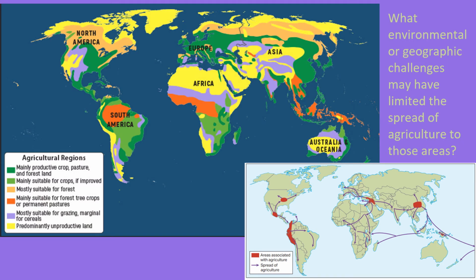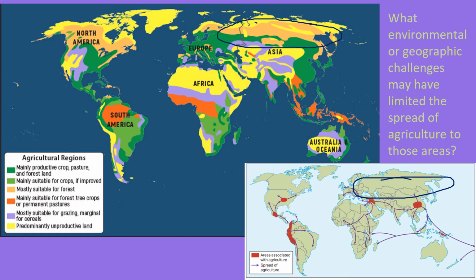All right, this is the last comparison we're going to make. So this is actually talking about what type of vegetation we have throughout the world. If you look at the key, for example, dark green is mainly productive crop, pasture, and forest land, and it goes all the way to yellow, which is predominantly unproductive land. So take a moment and look at the areas again on our source. So for example, like right here.